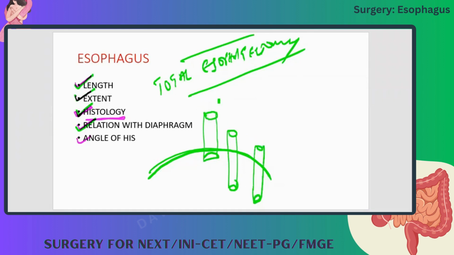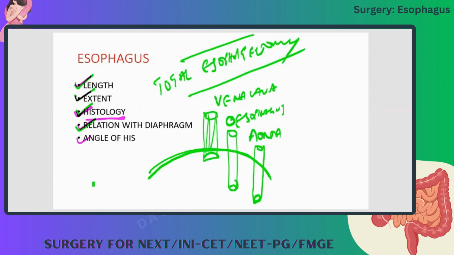I remember the order as VOA, Voice of Andhra. V is the inferior vena cava, which opens above. Then comes the esophagus, and then the aorta. These 3 openings are like this: the vena cava opens first, then the esophagus, and then the aorta.